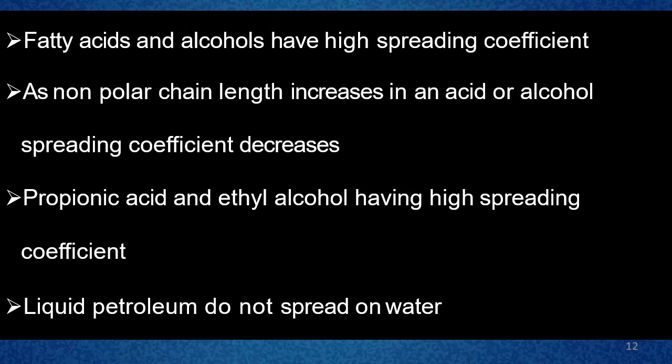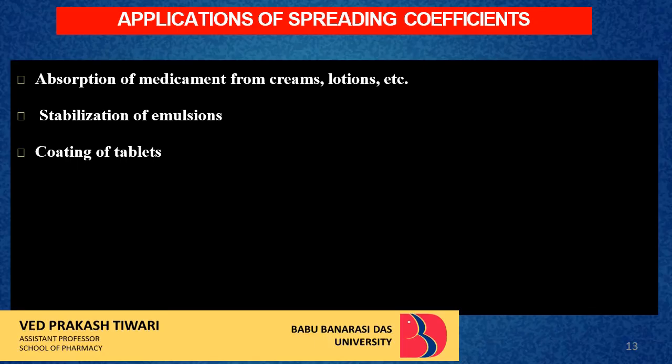Fatty acids and alcohols have a high spreading coefficient, and as the non-polar chain length increases in an acid or alcohol, the spreading coefficient decreases. Propionic acid and ethyl alcohol have a high spreading coefficient, and liquid petroleum does not spread on water. Here are some applications of spreading coefficient. First one is absorption of medicament from creams and lotions. Next one is stabilization of emulsion. And last one is coating of tablets.